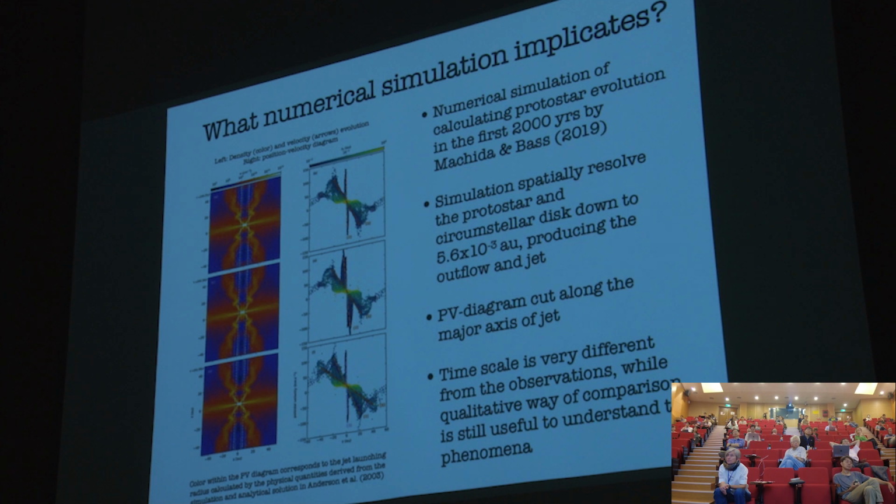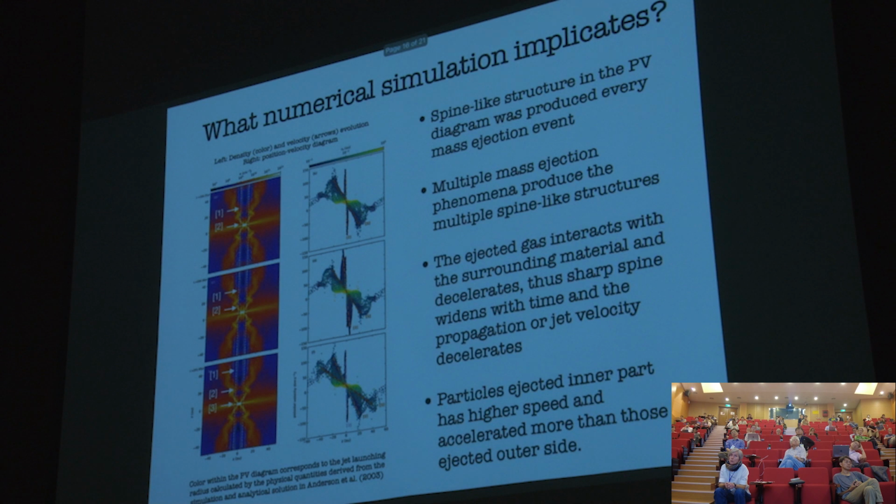I have to mention that the time scale here is very small, because this has very high resolution, focusing on a small size scale, so the associated time scale is much smaller than what we are actually observing. But at least we can make qualitative comparisons. From this data set, we found many similarities with what we see in the observation. First, the spike-like structure in the PV diagram was also produced in the simulation, and it is actually tracing a component.